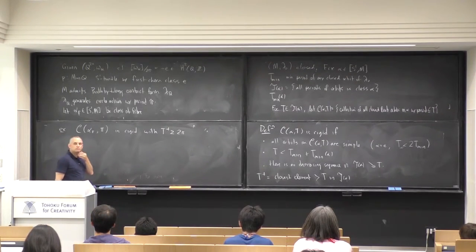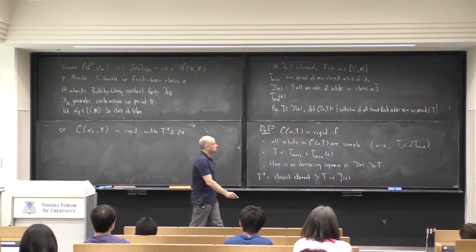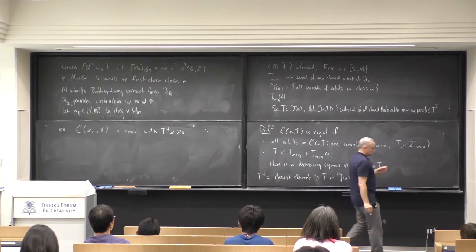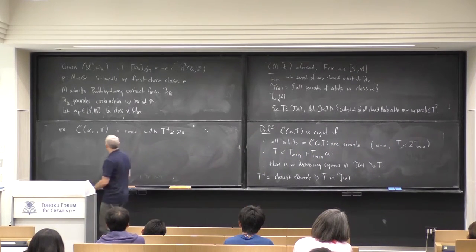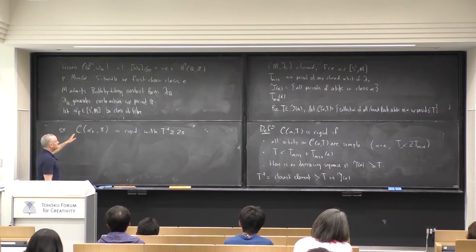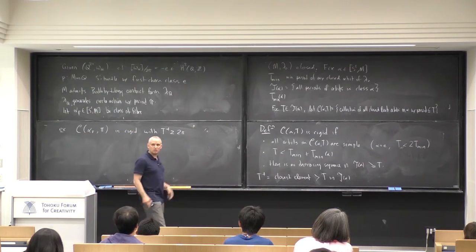Yes? What is T min and T min alpha? Well, T min is pi and T min alpha is pi. T min is over all homotopy classes, not just contractible ones.